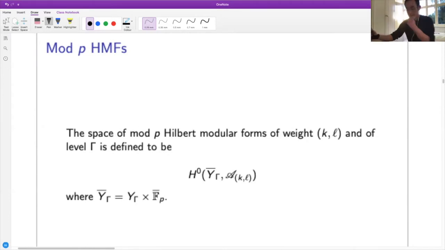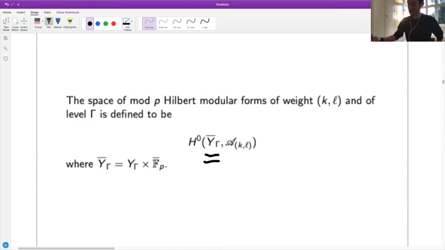So for me, the space of mod p Hilbert modular forms of weight (k,l) and level Gamma, where the Gamma I would emphasize again is an analog of level prime to p, is defined to be the space of global sections of my automorphic bundle A_{k,l} over the special fiber Y_gamma. So I define Y_gamma to be defined over Z_p bar, and I'm going to take just the fiber at p. This would be the special fiber, and I take the global sections of it. The element is my mod p Hilbert modular form.